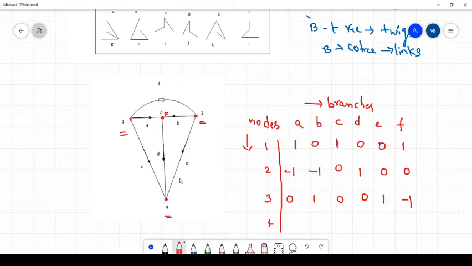This is the fourth node, where C, D, E are connected. A, B and F are not connected, so we are taking the values as 0, 0, 0. The C value is connected, which is towards that particular node, so we take it as -1. D is also connected, so we take it as -1. Next, E is also connected, towards that particular node, so that value is also -1. So this is a matrix. Column wise we take the branches, row wise we take the nodes.